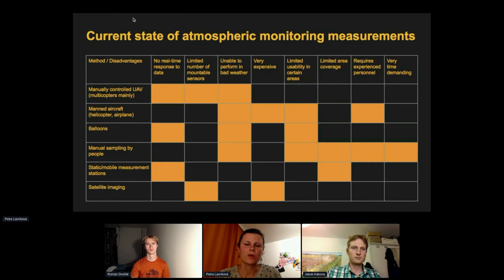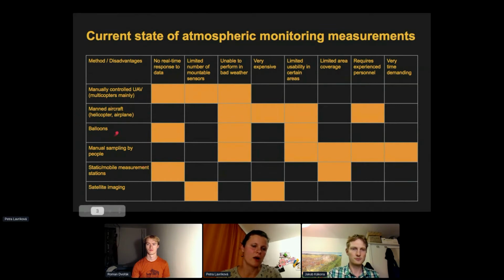Here we can see a summary of the methods currently used to perform atmospheric measurements. And there are advantages and disadvantages. So I would like to stress which are the most important ones. Nowadays we very often use static or mobile measurement stations. They have a very limited area coverage, and of course they do not use real-time data to respond and change the measurements accordingly.